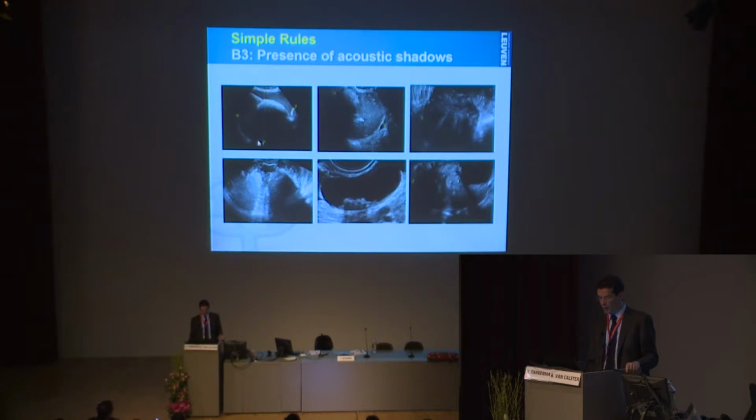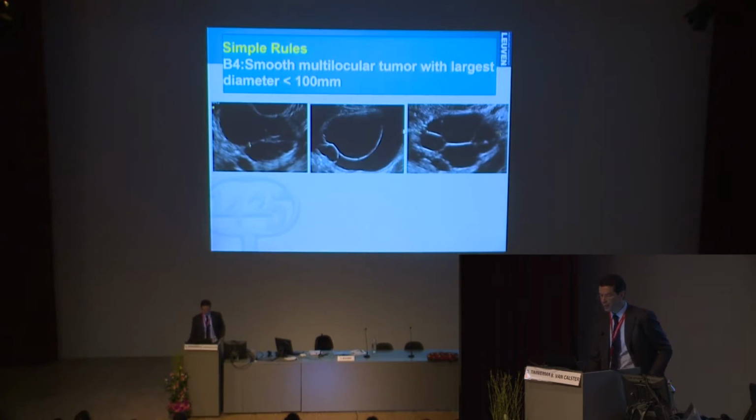The presence of acoustic shadows, originally this was developed to look at dermoid cysts, of course, but in some cases we see them also in the wall of cystadenofibromas. In these papillations, you see subtle acoustic shadows. But sometimes you see them in malignancies as well. And once again, hopefully, these malignant tumors will have other features, color score 4 or others, to prevent misclassification. The fourth feature is smooth multilocular tumor with largest diameter less than 10 centimeters.